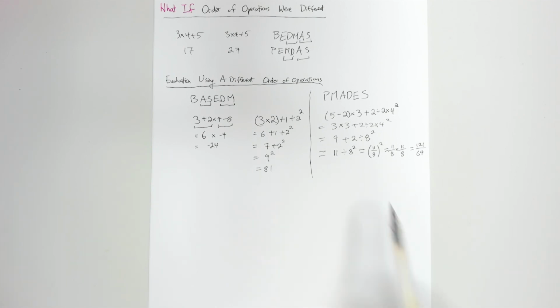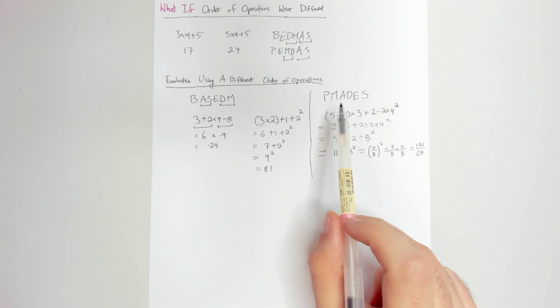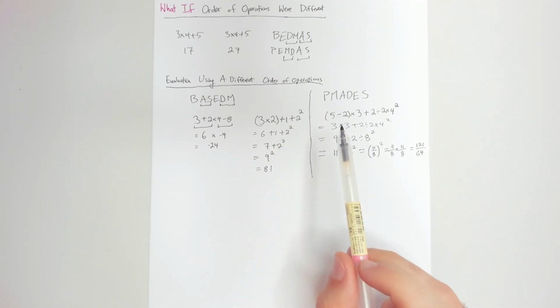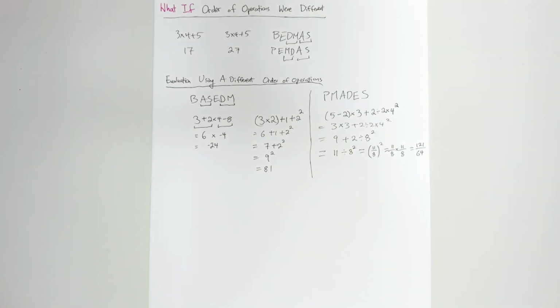All right, so now that we know how evaluating expressions using different order of operations looks like, let's talk about how we can actually express the same thing in one order of operations as a different one.